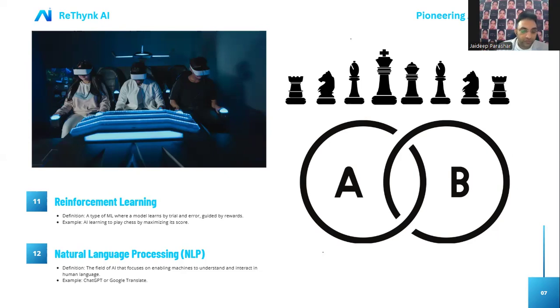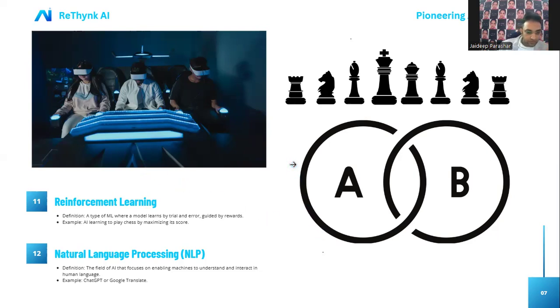And why do we need natural language processing? Here I am a human being, and on the other hand, there is a machine. What should be the way of communication between the two? That's why we need natural language processing. Natural language processing enables machines to understand and interact in human language. I say something, the machine understands it, and then the machine creates the answer for it. That's natural language processing.